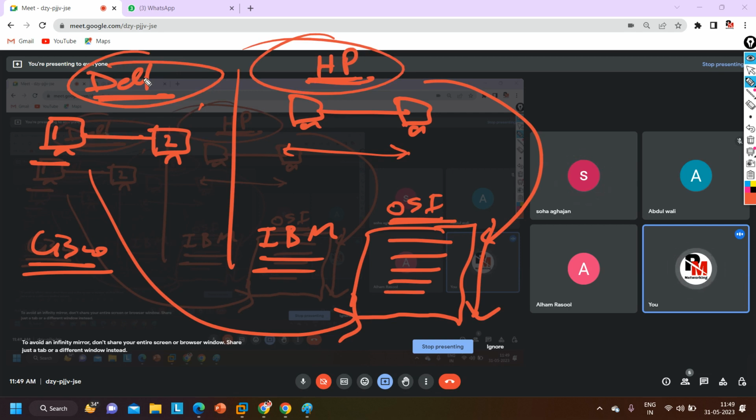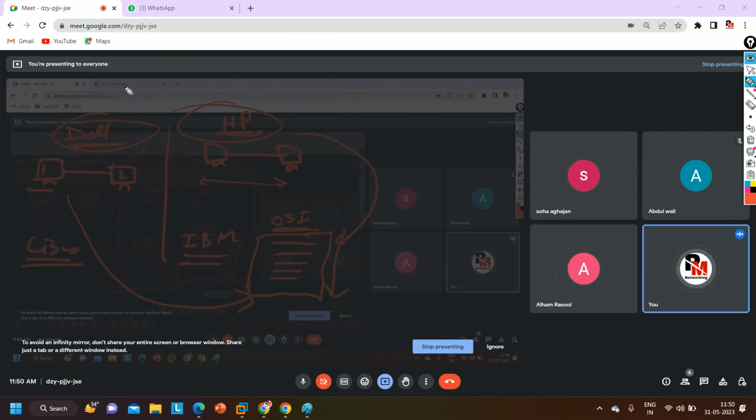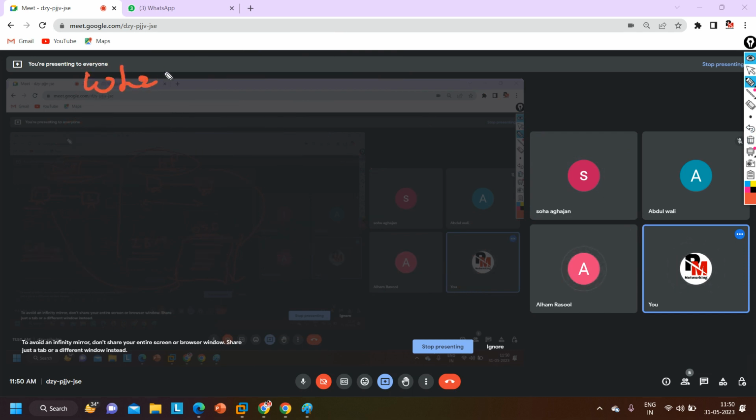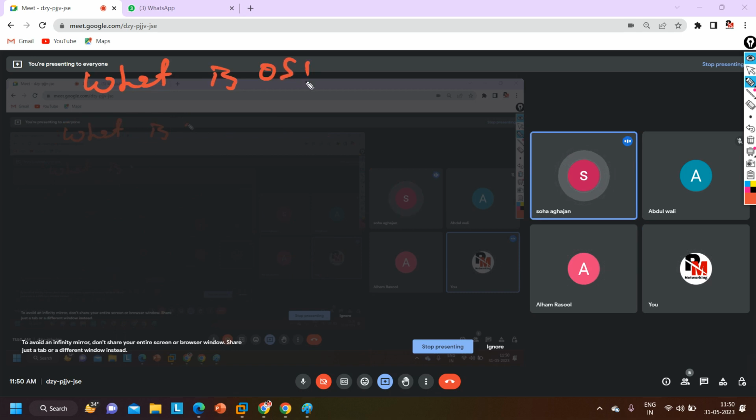So the answer to this question, why we came up with the OSI model, is to make communication possible between different vendor devices. Got it? Yeah. Now the question is, then what is the OSI model? So tell me now, what are the 7 layers of the network?